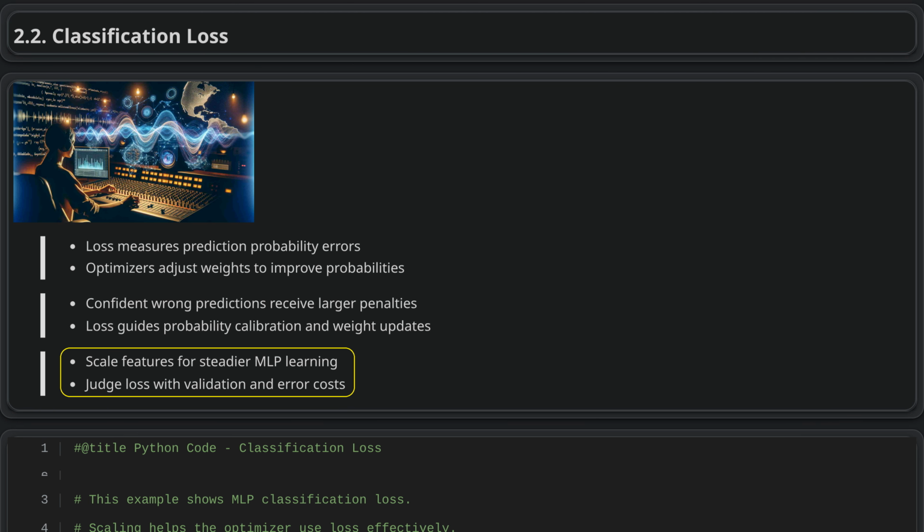Scaling input data is important when training a multilayer perceptron, because features with very different ranges can make learning unstable and cause some inputs to dominate. Putting features on similar scales helps the optimizer reduce classification loss more effectively. However, lower training loss alone does not guarantee good performance on new data, so it should be evaluated together with validation results and other metrics.